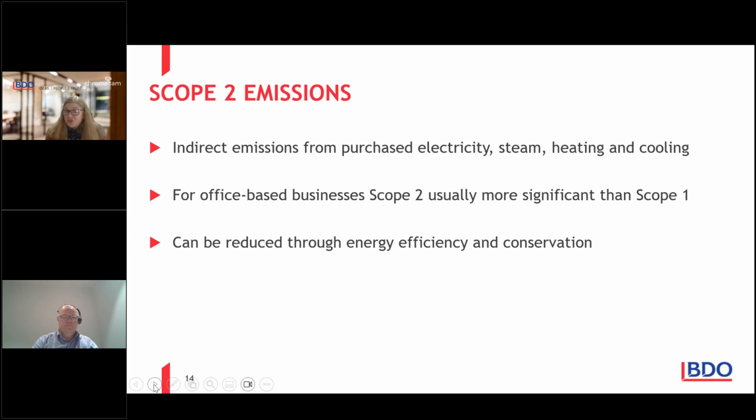And then when we go to Scope 2 emissions, these are indirect emissions, but they've got their special place because it's around purchased electricity, steam, heating, and cooling, which in Australia is basically purchased electricity. And then for a lot of office-based businesses, Scope 2 is usually more significant than Scope 1. And you know, Scope 2 can be reduced through energy efficiency, conservation, and we discussed how to measure Scope 2 emissions in last month's webinar.